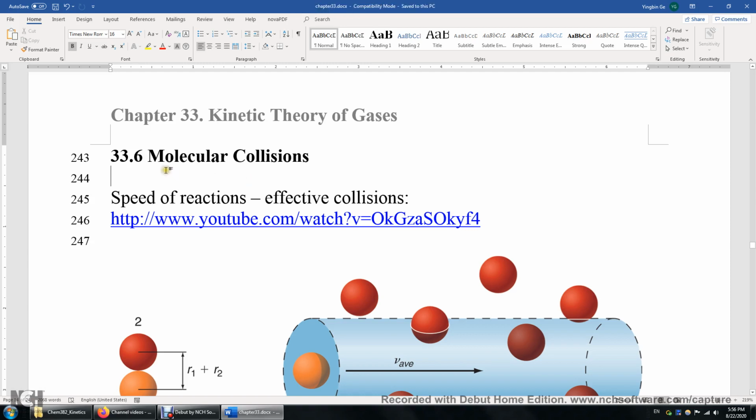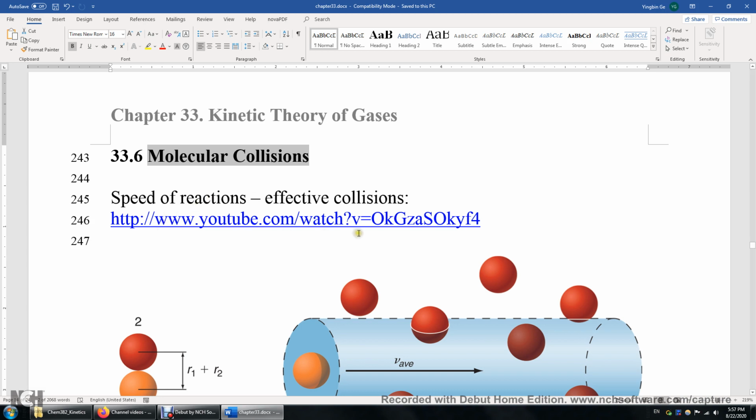Section 33.6 Molecular Collisions. This is a very important topic in chemistry because for two molecules to react with each other, they have to first collide with each other. And usually the reaction rate is proportional to the collisional frequency between these two types of molecules.